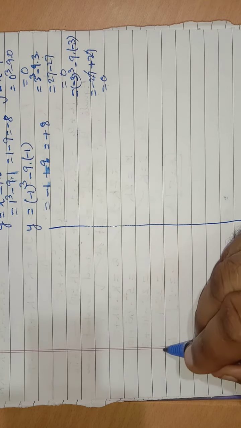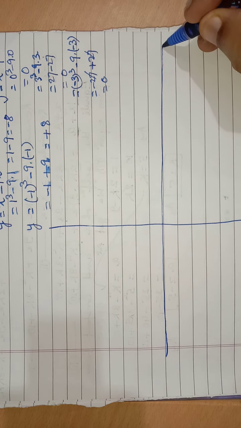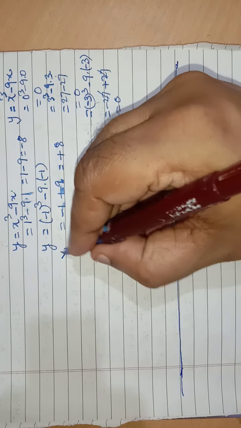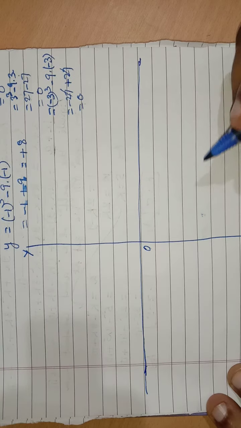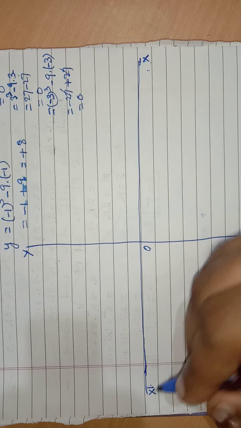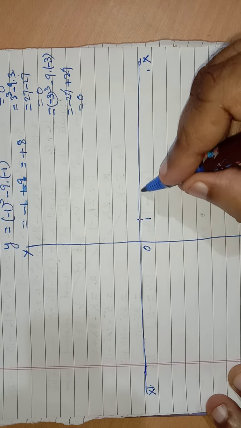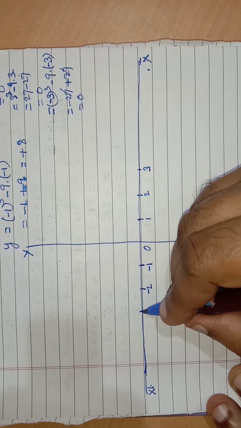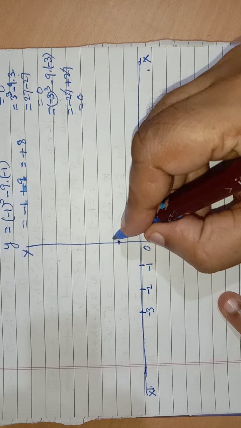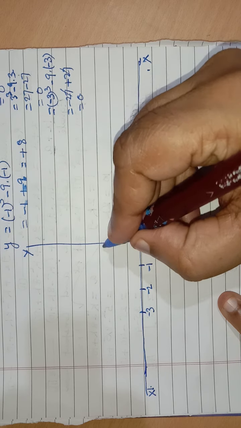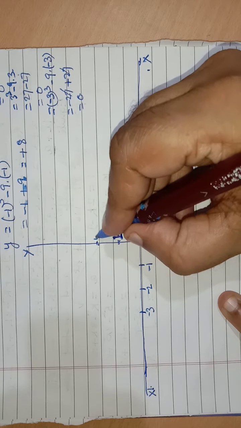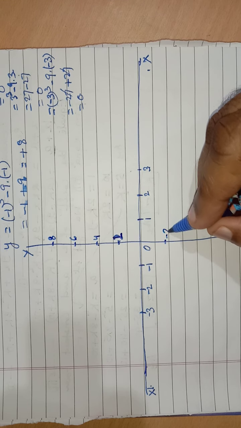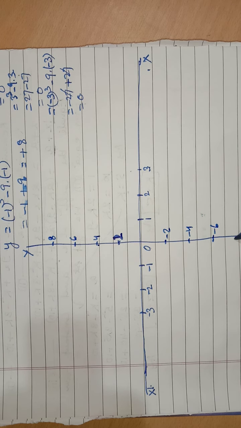You see the graph. This is the y'oy axis, and this is the xox' axis. So I'm taking here 1, 2, 3, then minus 1, minus 2, minus 3 on the x axis. On the y axis, suppose I am taking 2, 4, 6, 8. You can take 1 also because the page is less. And this is minus 2, minus 4, minus 6, then minus 8.